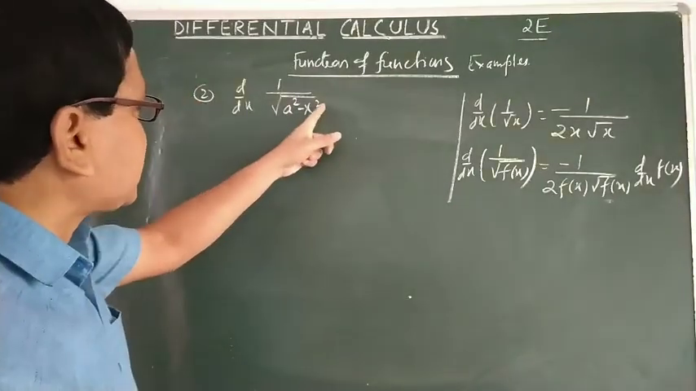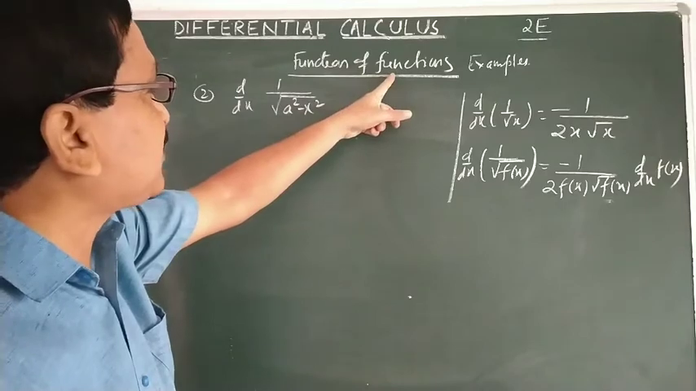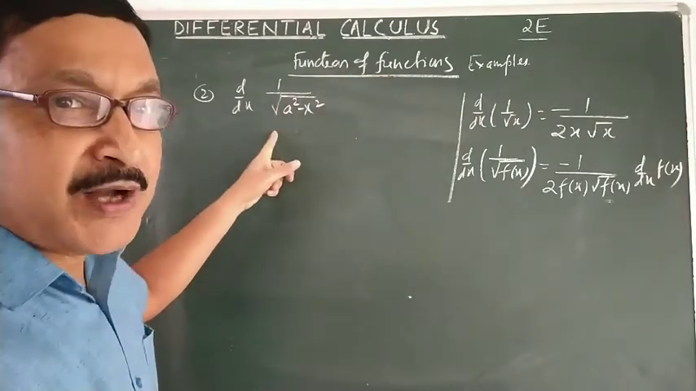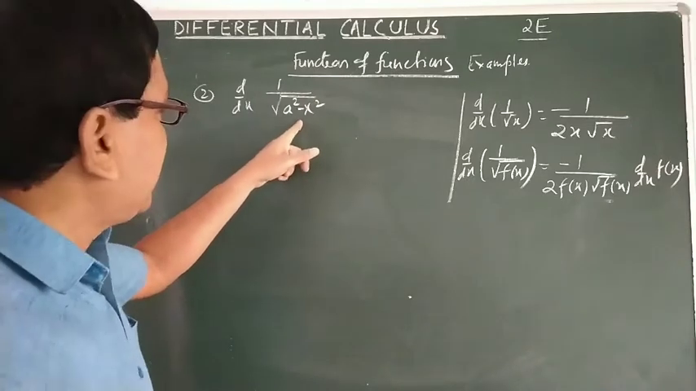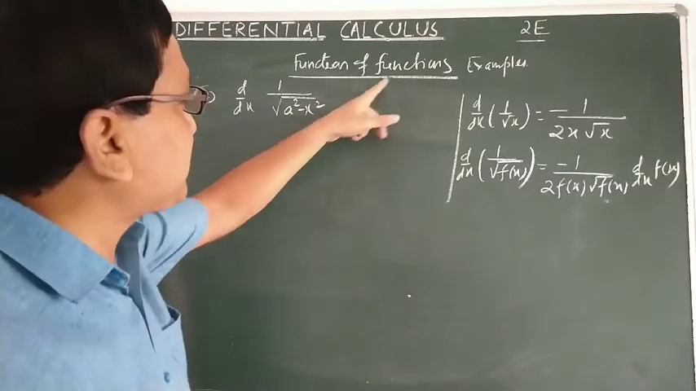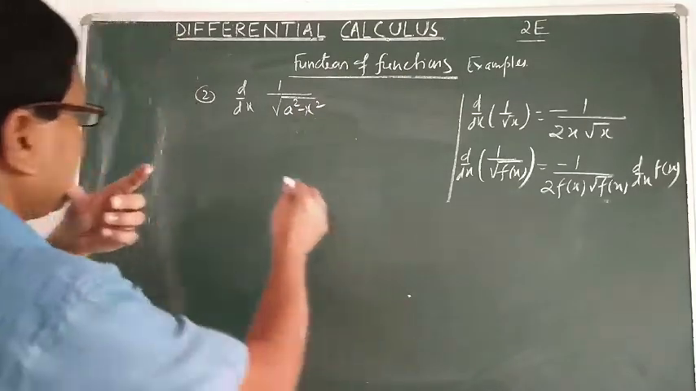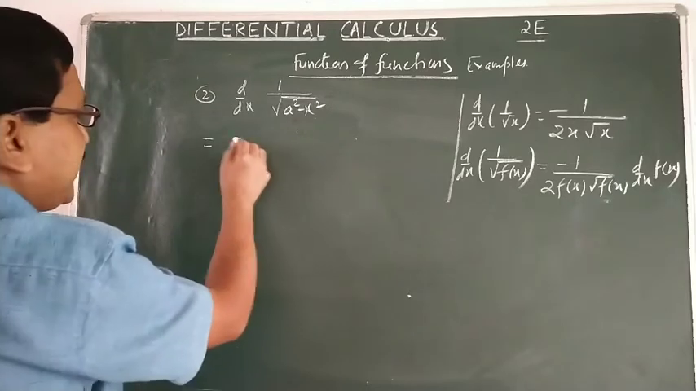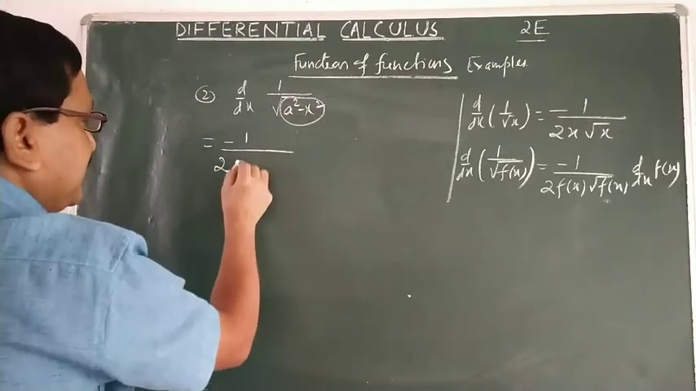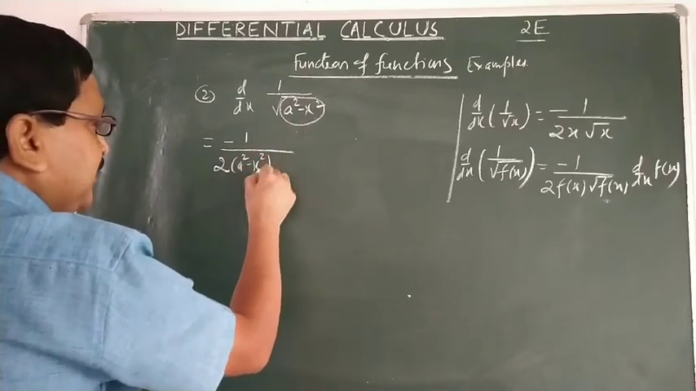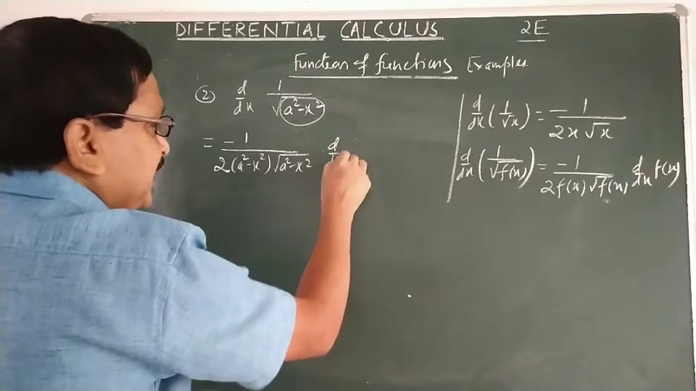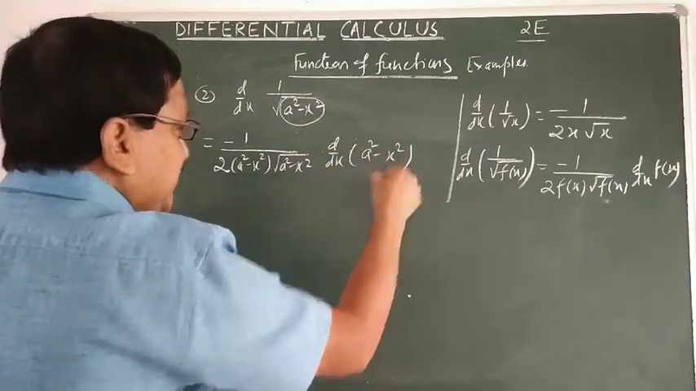So this is called function of functions. Why is the name function of functions? Because a square root, there is a root function, and inside there is an algebraic function. Root and algebraic, both functions make it function of functions. So this is minus 1 by 2 f(x). f(x) is this, a square minus x square, root a square minus x square, into d by dx of a square minus x square.